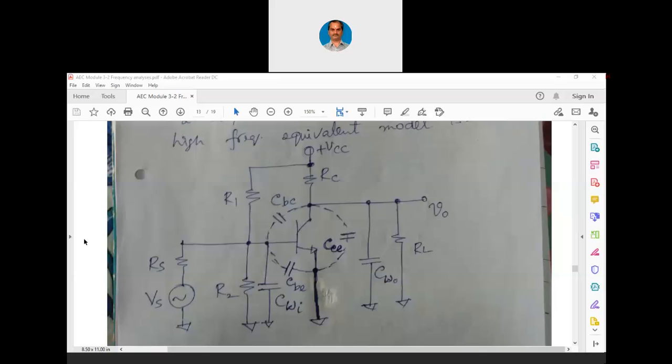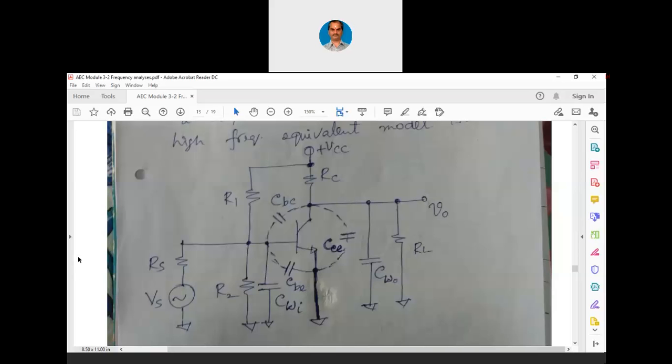CWO. Now what is this CBC? Base to collector junction capacitance. CBE, base to emitter junction capacitance. CCE, collector to emitter capacitance. It is not a junction capacitance now. It is a net effect of CBC as well as CBE if it is taken that way. Otherwise, it can be a net effect of the complete device from collector to emitter. That way we can represent CBC, CBE and CCE.